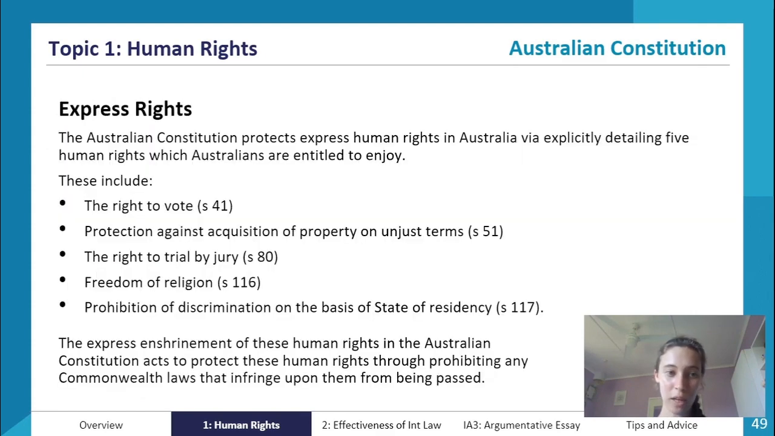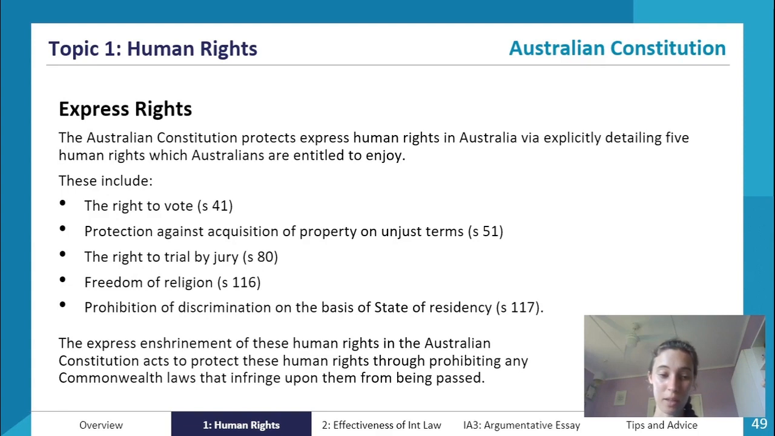So, some examples of express rights. The Australian Constitution has 5 human rights that are expressly stated. So the right to vote, and we've got all the different sections where you can find these as well. So the S in human rights, you might see that a lot. It'll always mean section. So the right to vote, the protection against acquisition of property on unjust terms. That one might be a little bit less familiar to you. The right to trial by jury, freedom of religion, and prohibition of discrimination on the basis of state of residency.